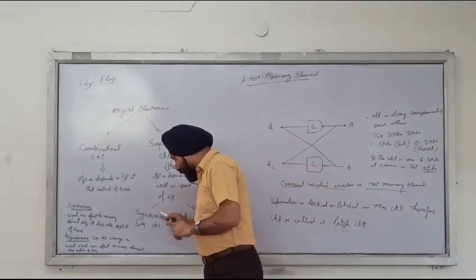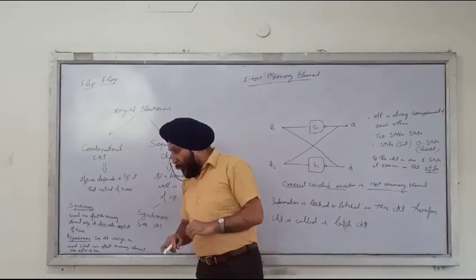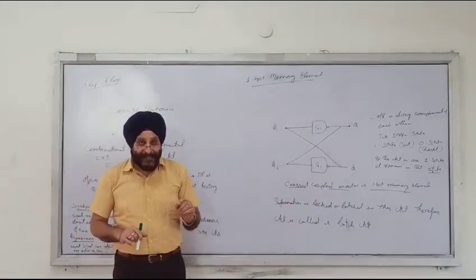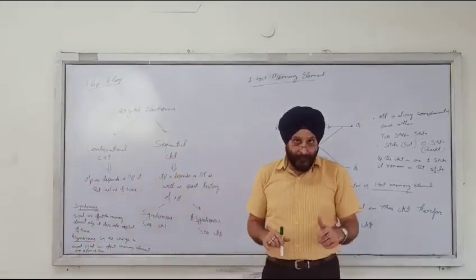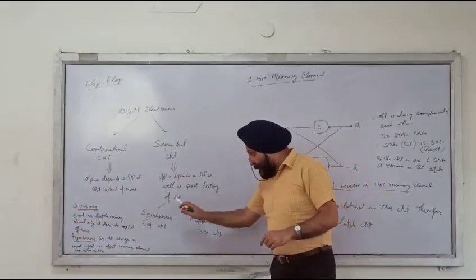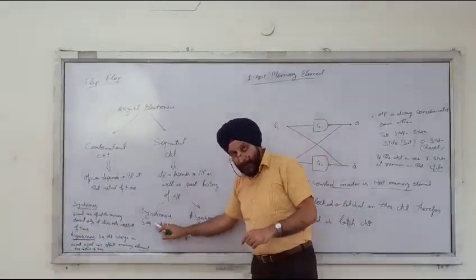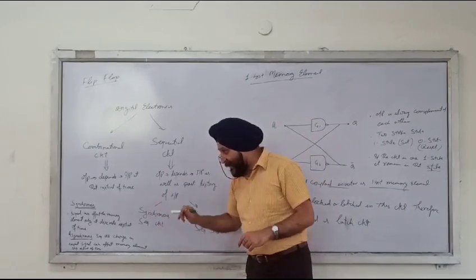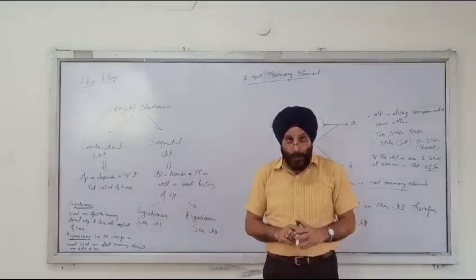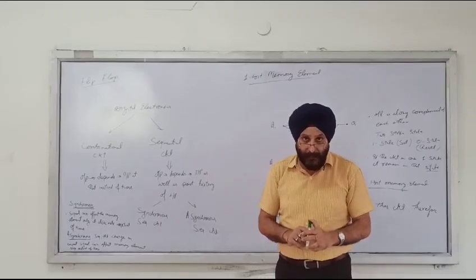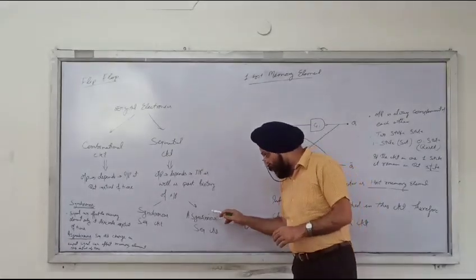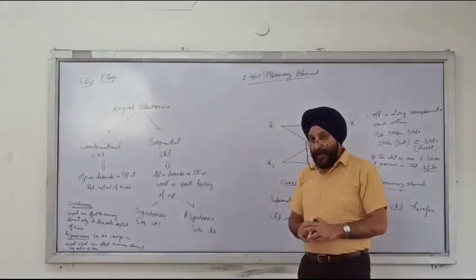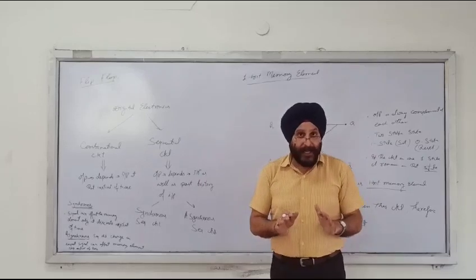Synchronous sequential circuits are those in which the signals can affect the memory element only at discrete instants of time. In synchronous sequential circuit, I repeat, signals can affect the memory element only at discrete instants of time. Whereas in the case of asynchronous sequential circuit, a change in input can affect the memory element at any time.